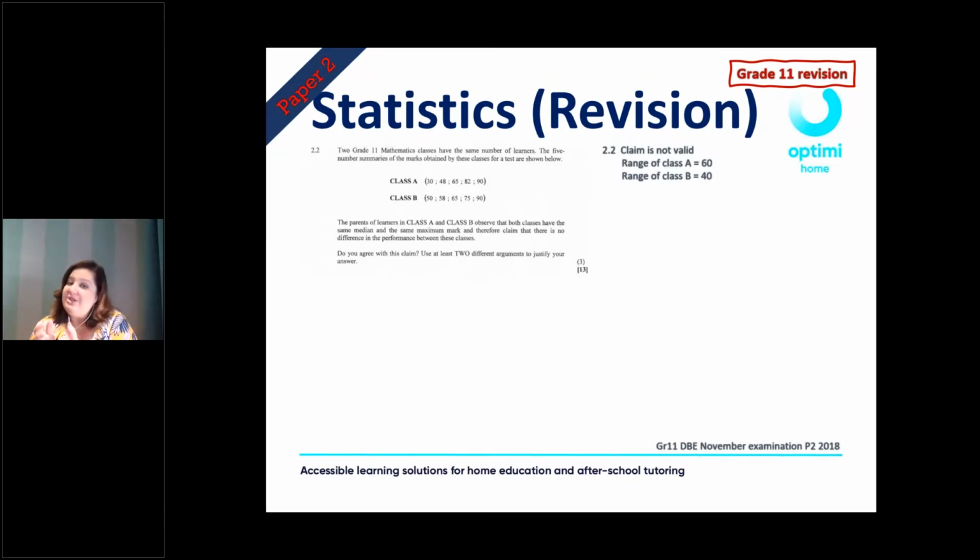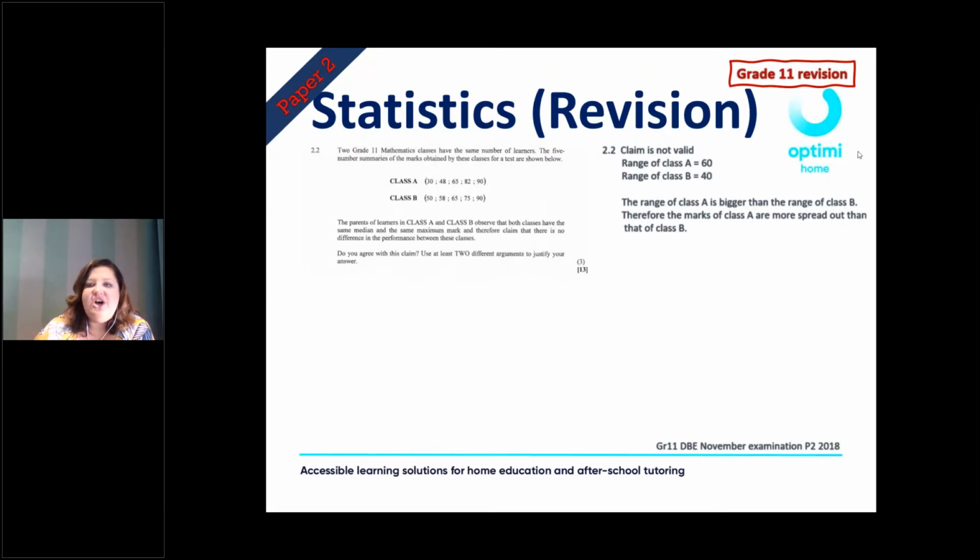Class B are closer to the 90 percentage, where class A actually have people that are farther removed from your maximum, which is that 90% that they talk about over there. So the range of class A is bigger than the range of class B. Therefore, the marks of class A are more spread out than that of class B. Okay, we've talked about it and we understand that there were actually learners that were further away from the 90% in class A than there was in class B.